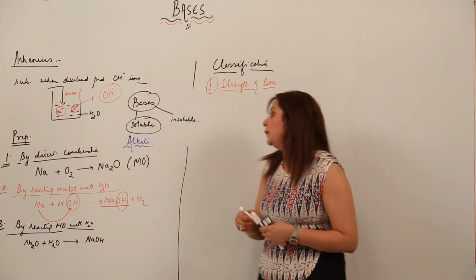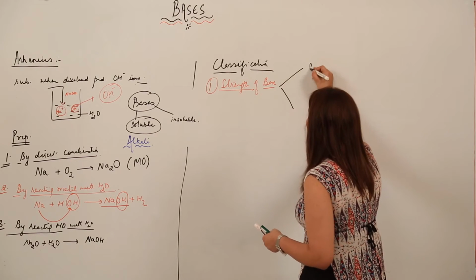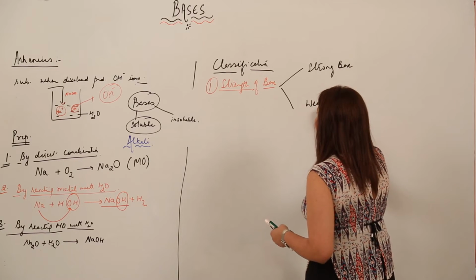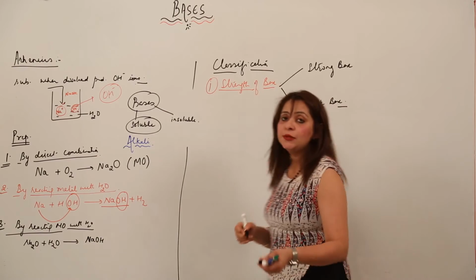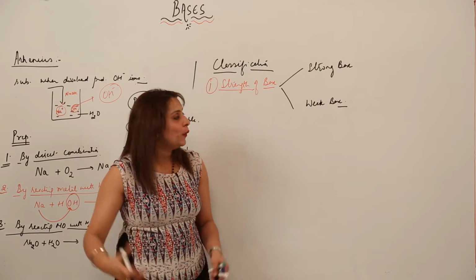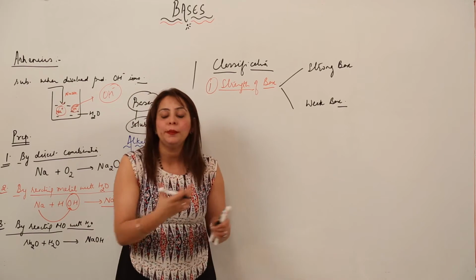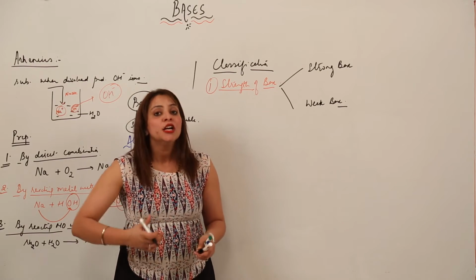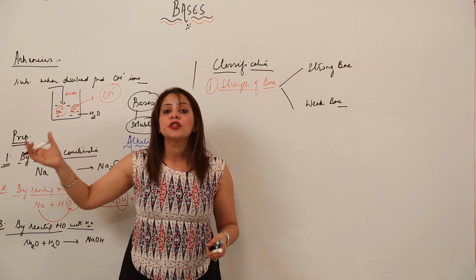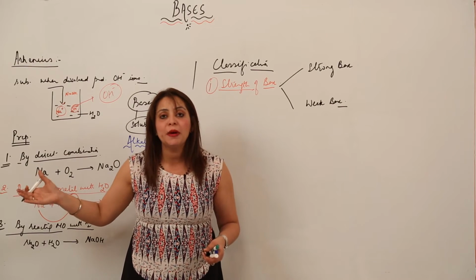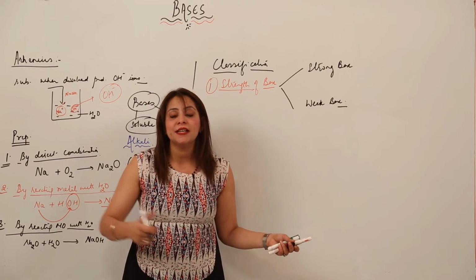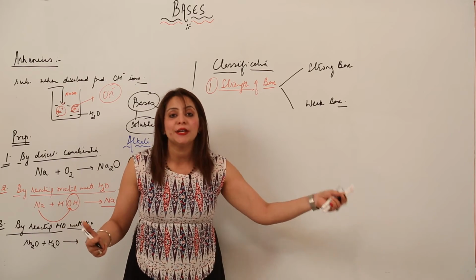So on this basis, it is divided into two categories. One is strong base, other is weak base. As we classified the acids on the basis of strength into strong acid and weak acid, likewise we differentiate the base into strong base and weak base. The difference here is that a strong acid completely dissociates to produce the hydronium ion when dissolved in water. Similarly, it happens with the base, but it produces the hydroxide ion.